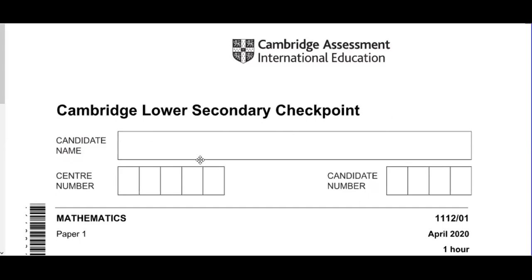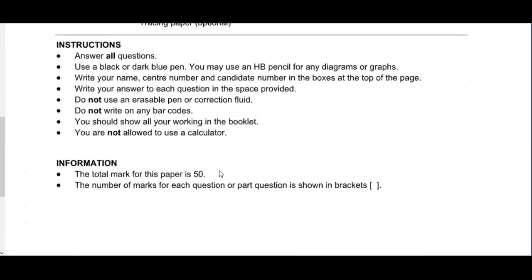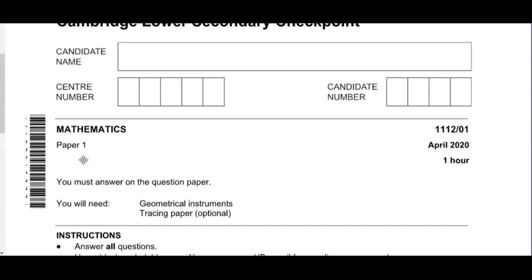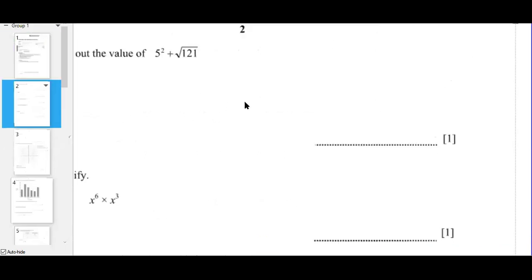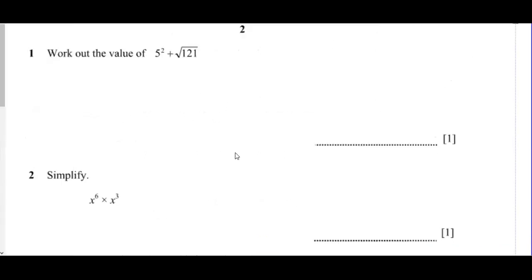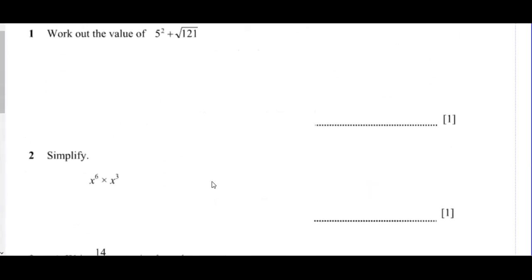Welcome for the marking scheme of Cambridge Lower Secondary Checkpoint, Mathematics Paper 1, April 2021. The duration for this paper was 1 hour, so I will be taking you through the marking scheme of this paper the way it is. This is paper 1, so you are not allowed to use a calculator. Let us start with page number 2, which has questions 1, 2, 3, and 4.